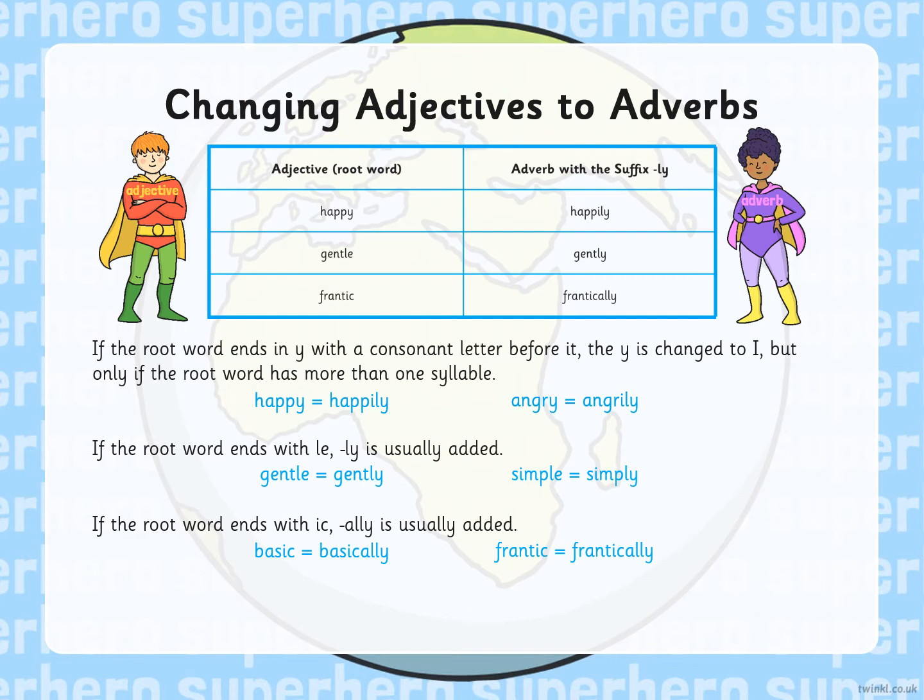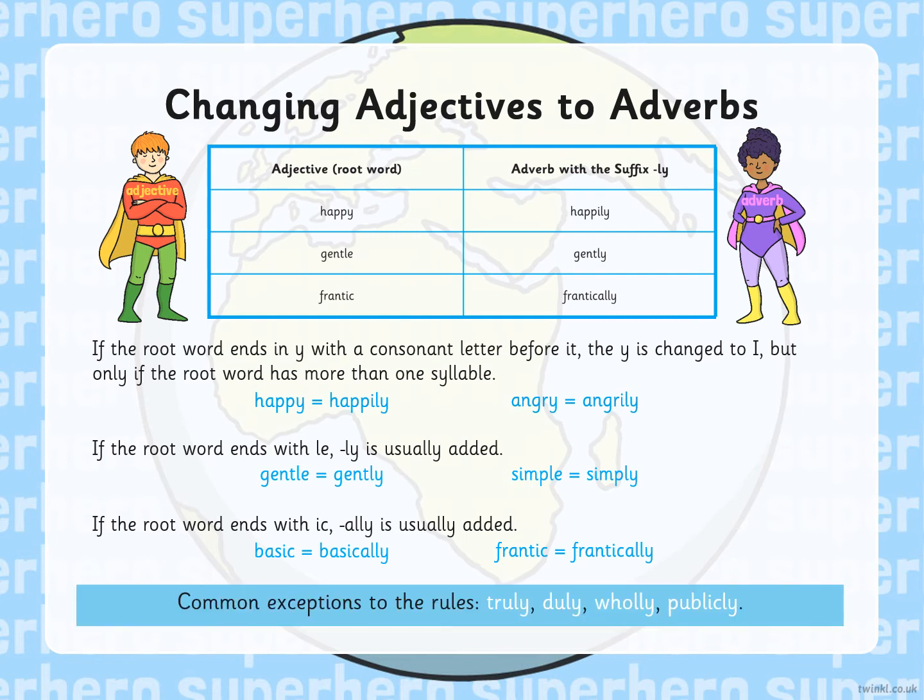The final rule is if the root word ends in ic, then ally is usually added. For example, basic. Basic ends in ic. So if we are adding the ly suffix, we need to add the letters a-l-l-y. So basic becomes basically. Frantic also ends in ic. So if we're adding the ly suffix, we would add the ally. So frantic would become frantically. The common exceptions to the rules are truly, duly, wholly, and publicly.